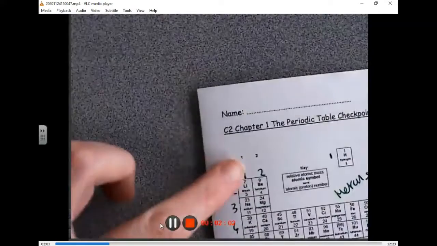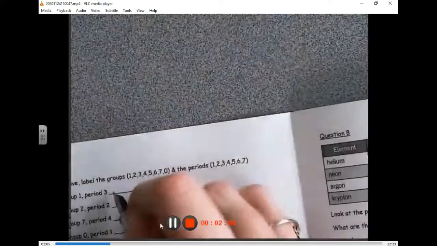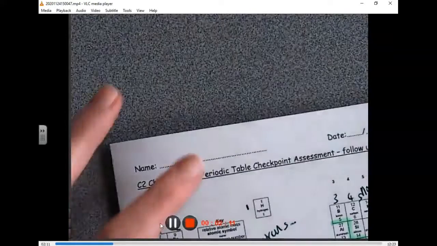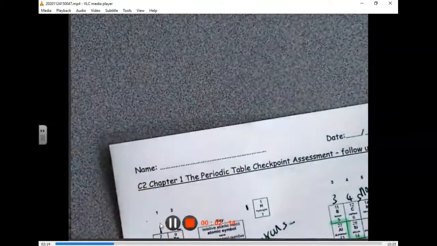Name the element in group 1, period 3. So group 1, period 3 is sodium. Name the element in group 2, period 2. So group 2, period 2 is beryllium.